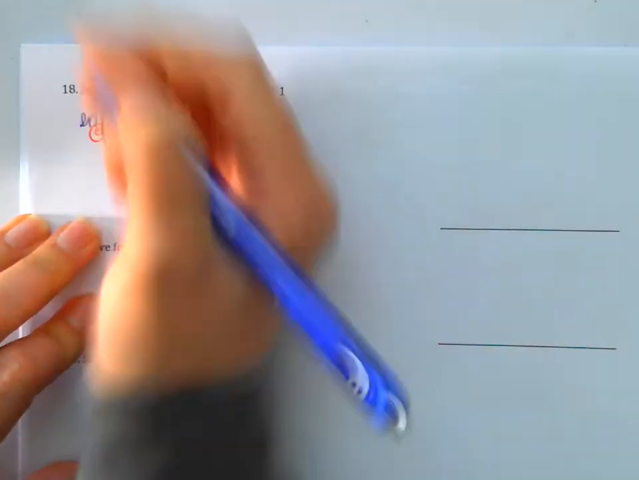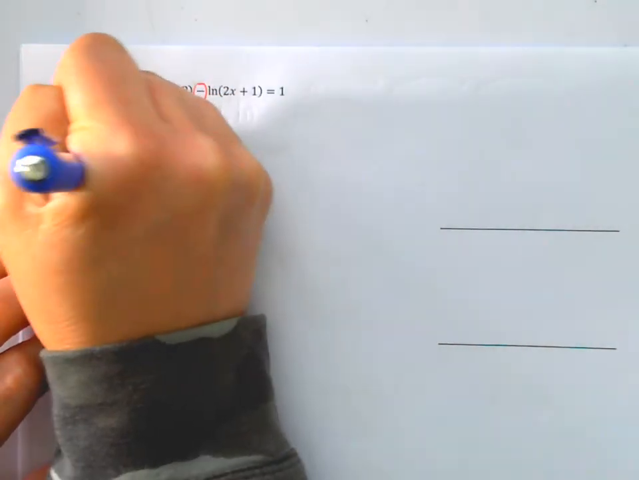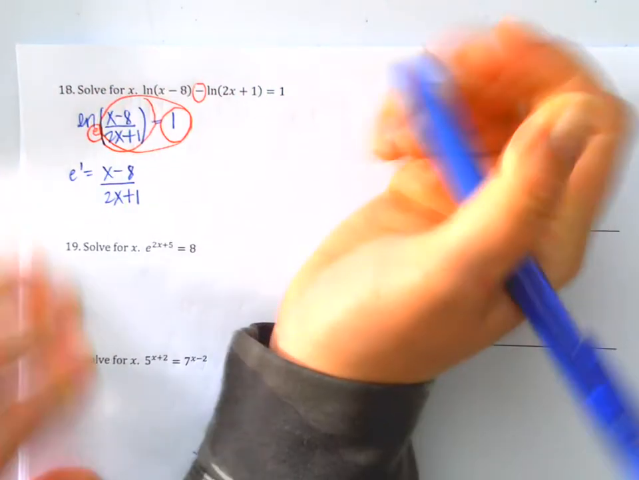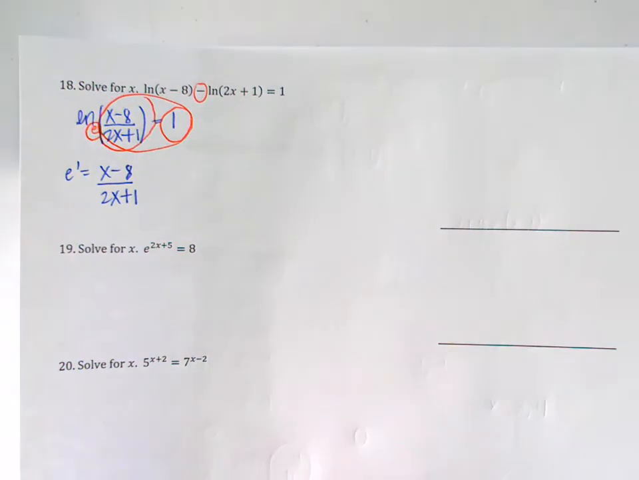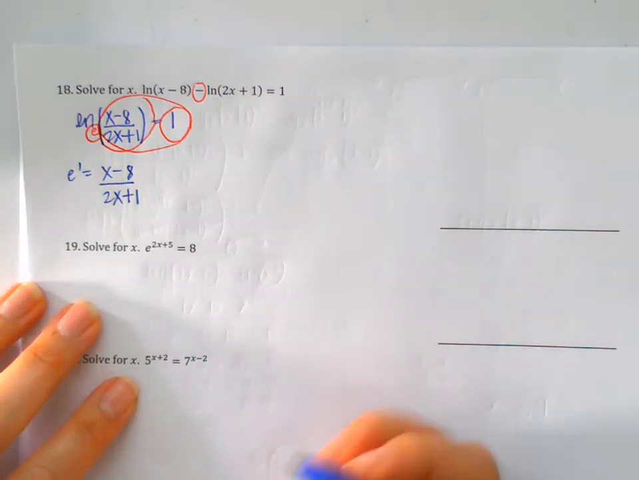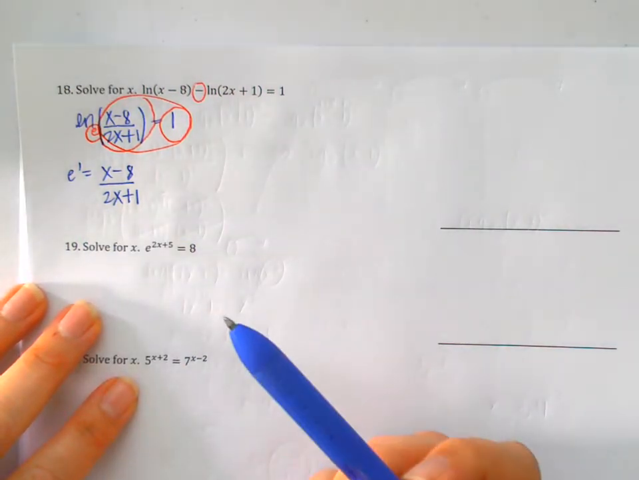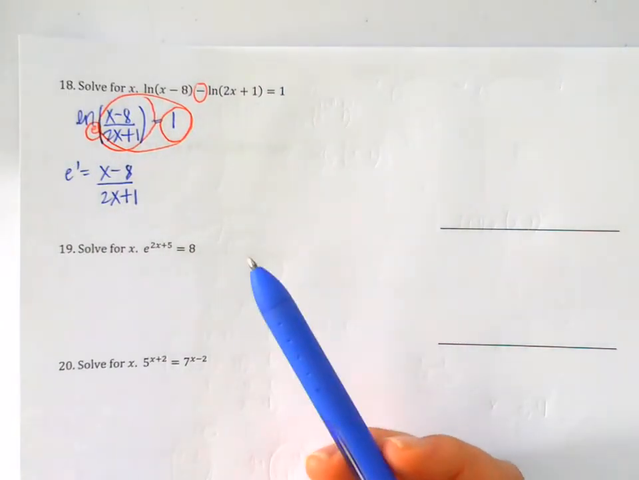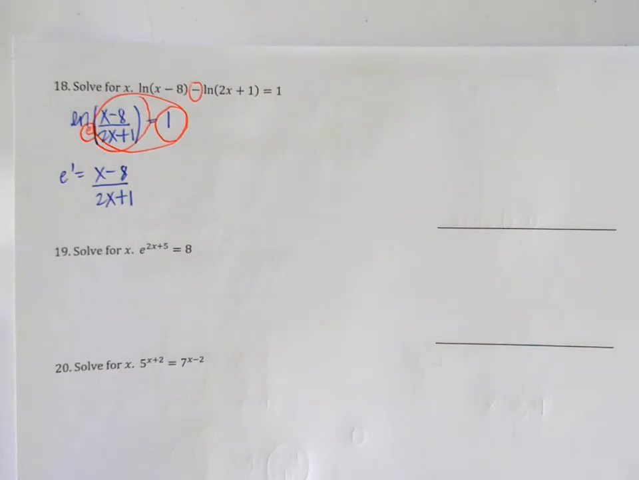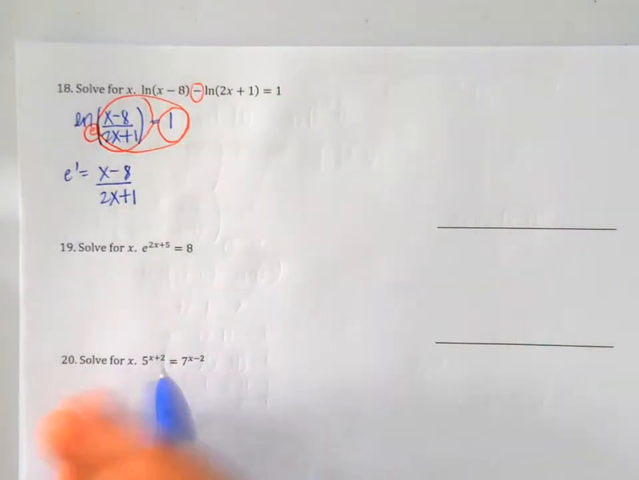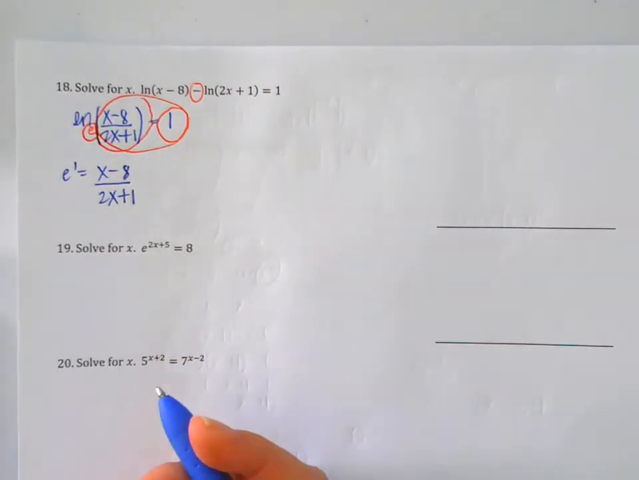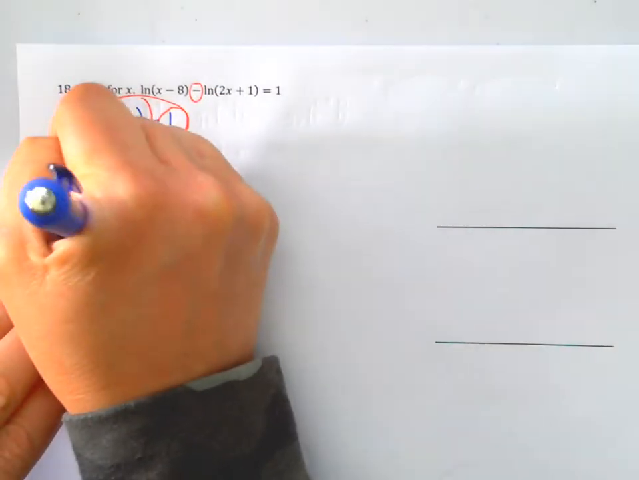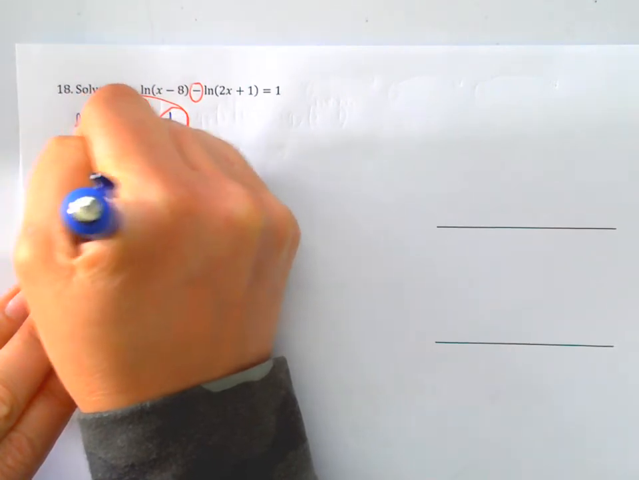Okay, so e to the first power equals (x minus 8) over (2x plus 1). What I would do here is get e to the first in decimal form. So e to the first is just e, but I would round it. Remember, when we're rounding within a problem, I would round it to 4 decimal places. So I would do 2.7183.